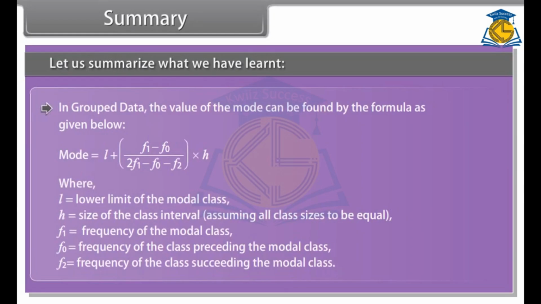In grouped data, the value of the mode can be found by the formula as given. L plus f1 minus f0, divided by 2f1 minus f0 minus f2, multiplied by h, where L is equal to lower limit of the modal class, h equals size of the class interval, assuming all class sizes to be equal, f1 equals frequency of the modal class, f0 equals frequency of the class preceding the modal class, f2 equals frequency of the class succeeding the modal class.